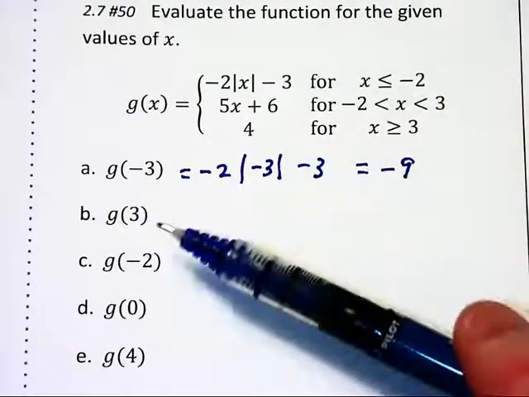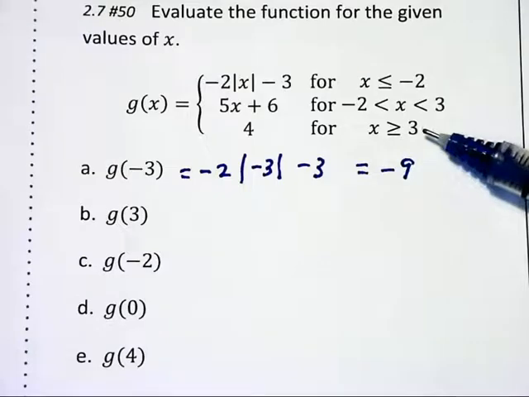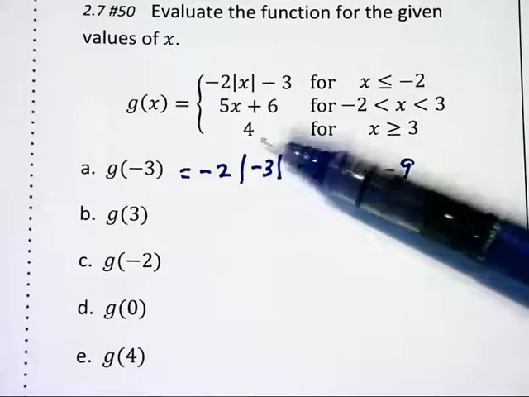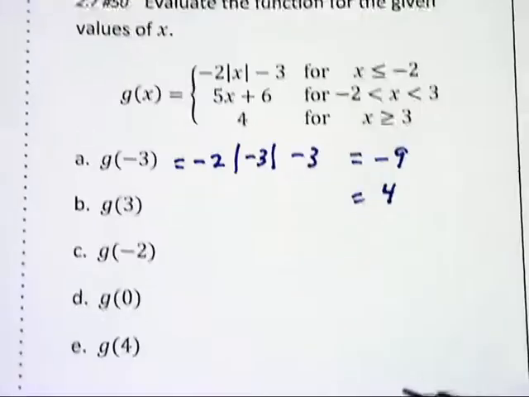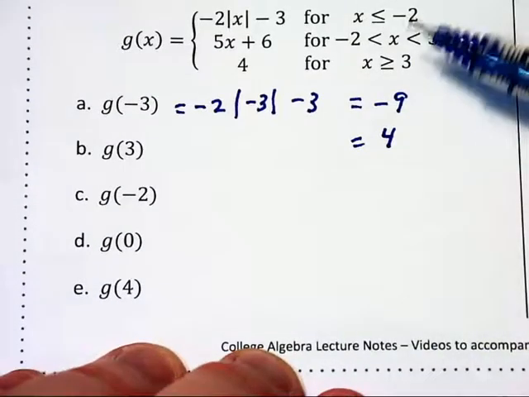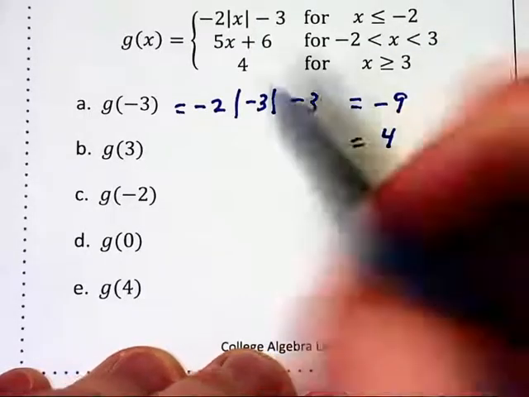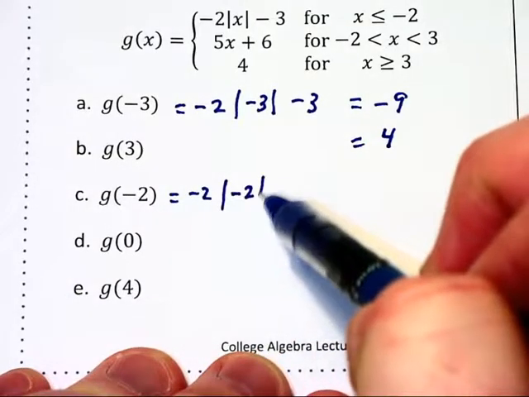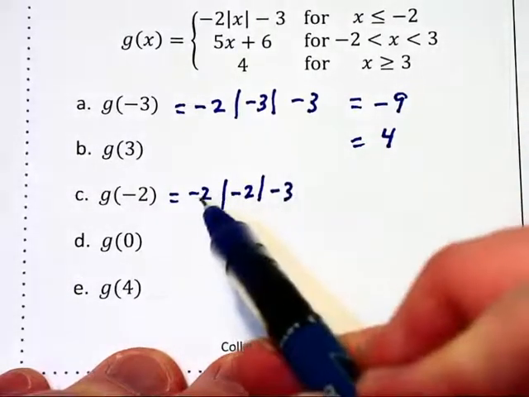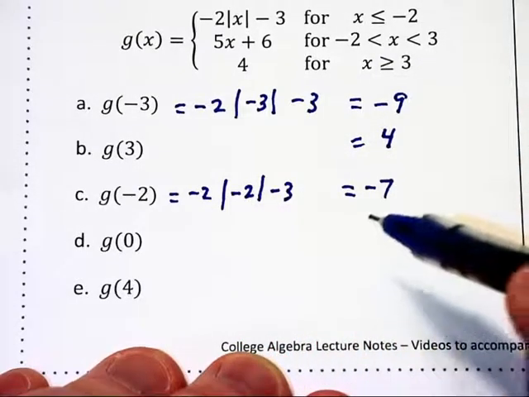Now let's find g of 3. Notice how for x values greater than or equal to 3, we use the bottom function. Well, that means our output is just 4. So that equals 4. To find g of negative 2, negative 2 is actually, because of that equal sign, part of that top part of the function. So we're going to have negative 2 in front times the absolute value of our input, negative 2, minus 3. That'll be negative 2 times 2, that's negative 4, minus 3, making negative 7.